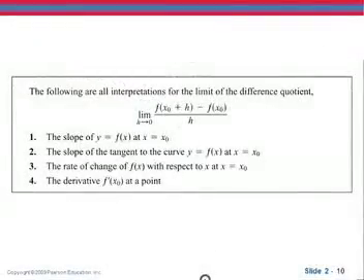Now this limit that we have been using can be interpreted in different ways. It's the slope of the graph y equals f of x at the point x equals x sub 0. It's the slope of the tangent to the curve y equals f of x at x equals x sub 0. It's the rate of change of f of x with respect to x at x equals x sub 0, as we saw in our last example. It's also the derivative f prime of x sub 0 at a point.